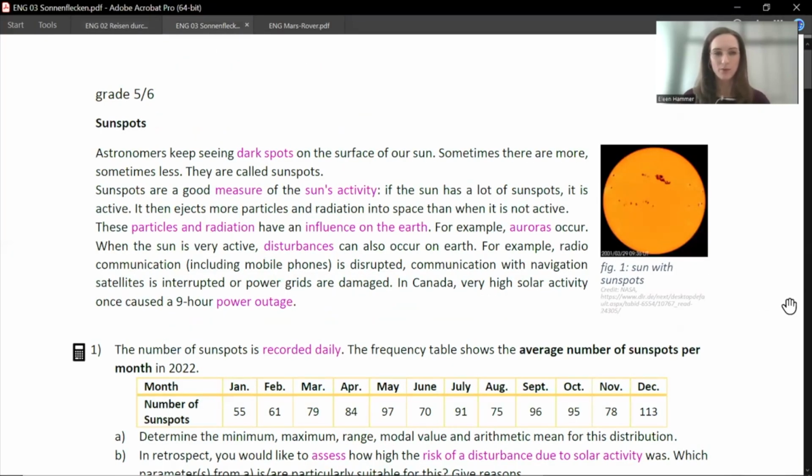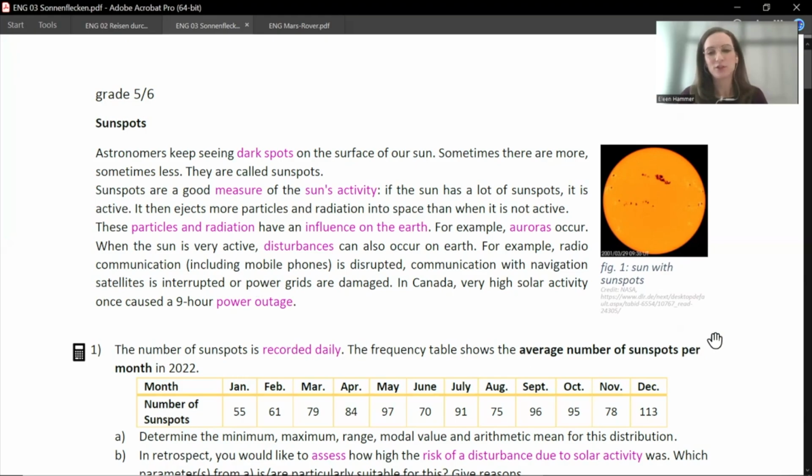The next problem is about sunspots. And I might add here, the original worksheets are not as colorful. I've added some color for you to help the presentation and for you to follow me along more easily.